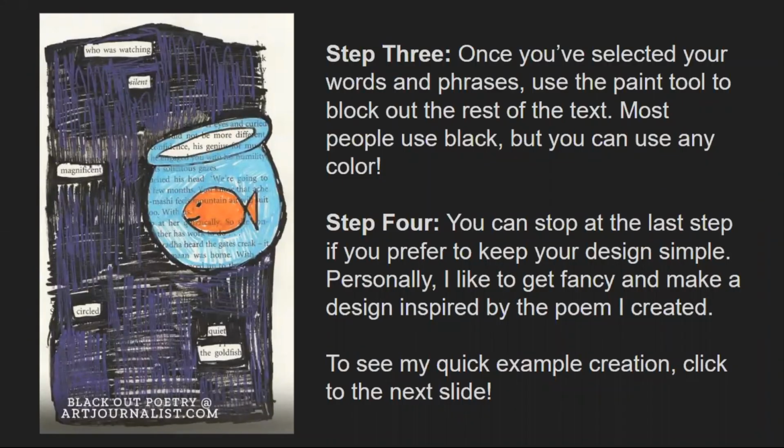Step three. Once you've selected your words and phrases, use the paint tool in the MetaBang app to block out the rest of the text. Most people use black, but you can use any color. If you're choosing to make more of a pattern situation, feel free to ignore this part. This is just something that I find easiest to do, and it's the most basic way that you can create your images and highlight the text that you've chosen.